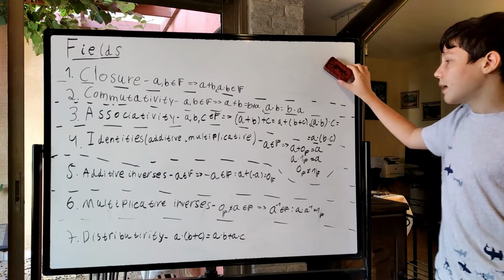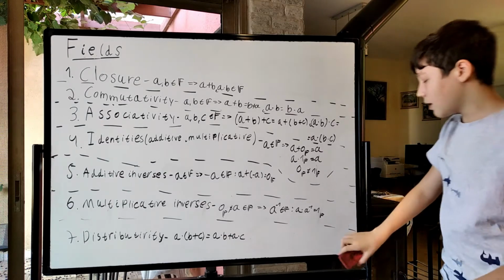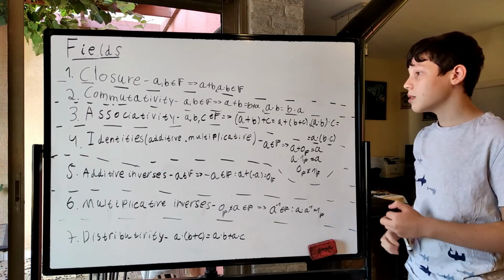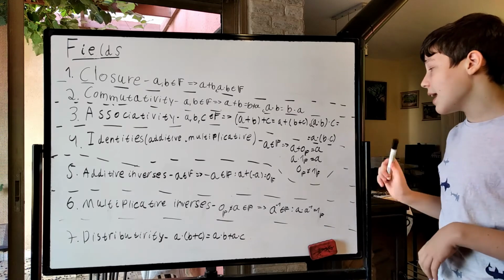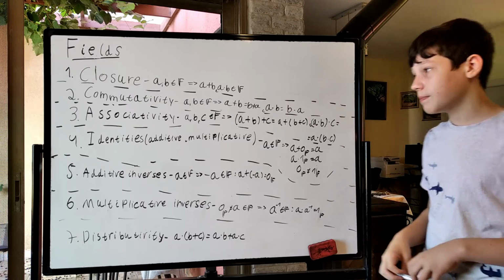Now, let's go on. Let's quickly talk about why we can't have an inverse for 0.